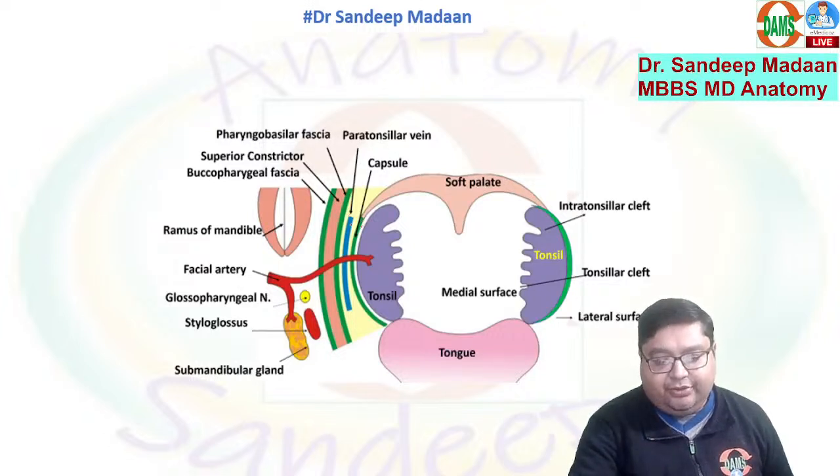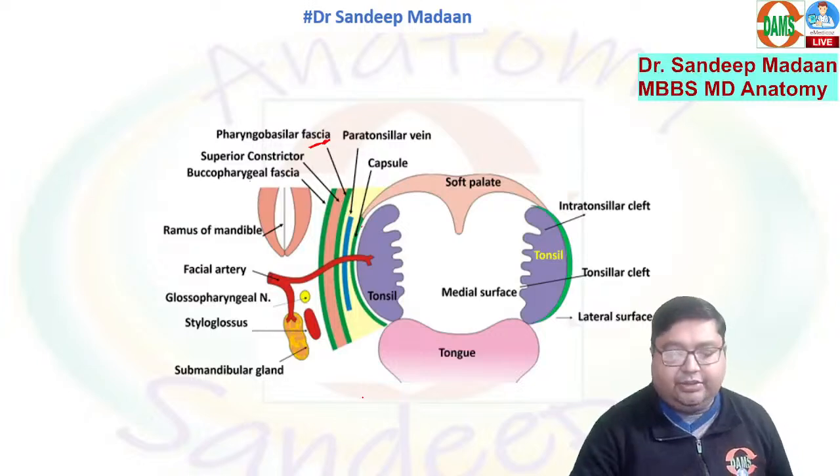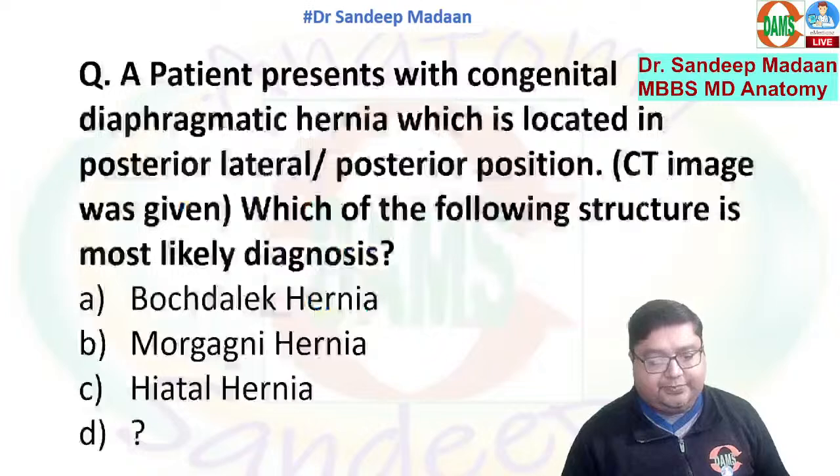Then we have the paratonsillar vein, which is located in the tonsillar bed part. Then we have pharyngobasilar fascia. This was marked. Then deep to it we have the superior constrictor muscle, and finally we have buccopharyngeal fascia. So this is how these structures are related to the tonsil, and among these pharyngobasilar fascia was marked.